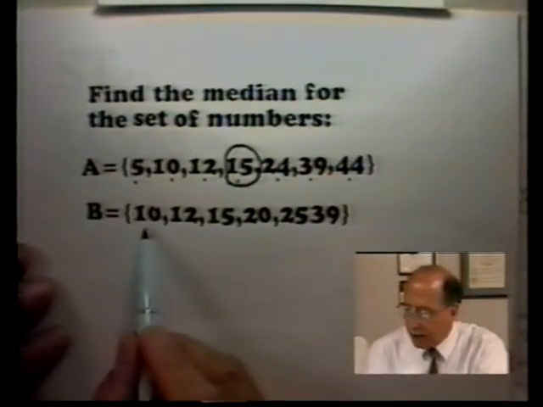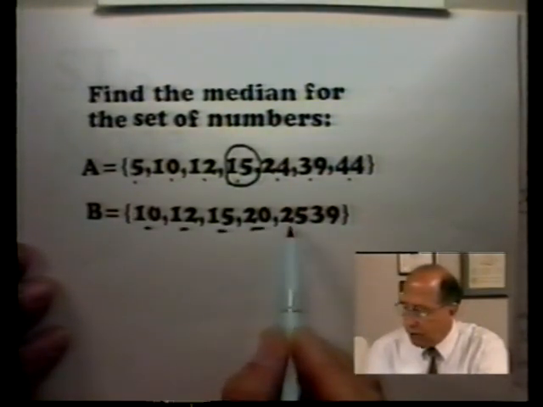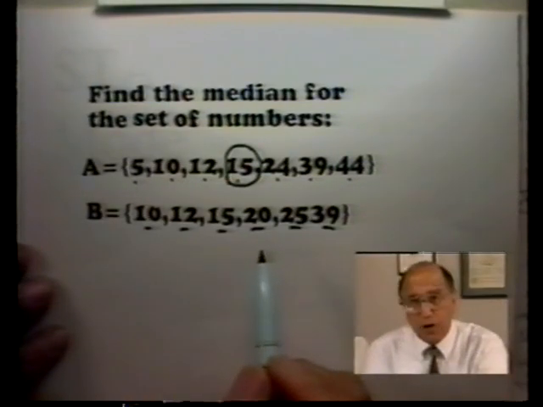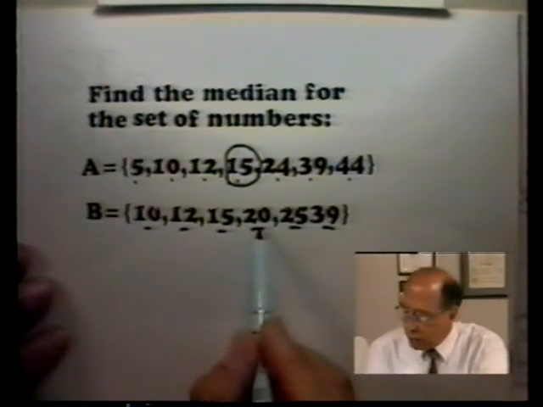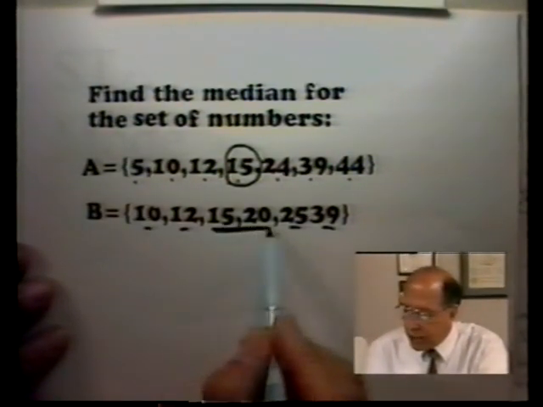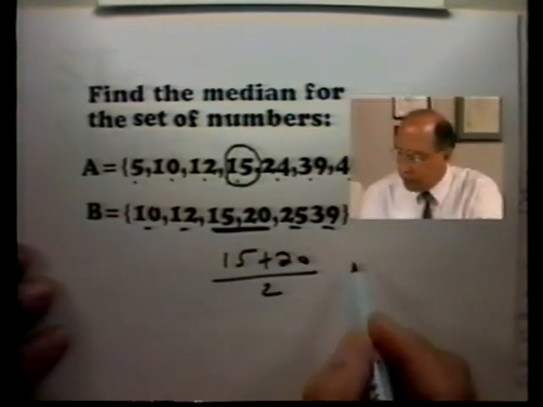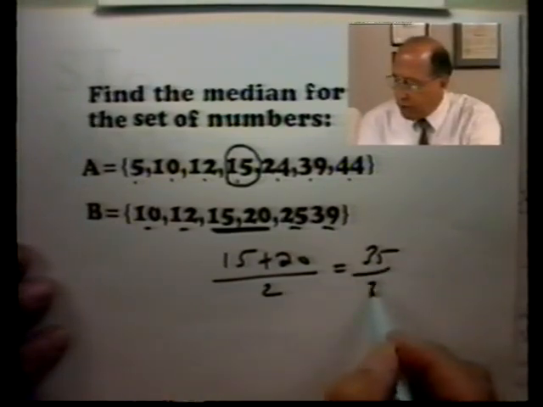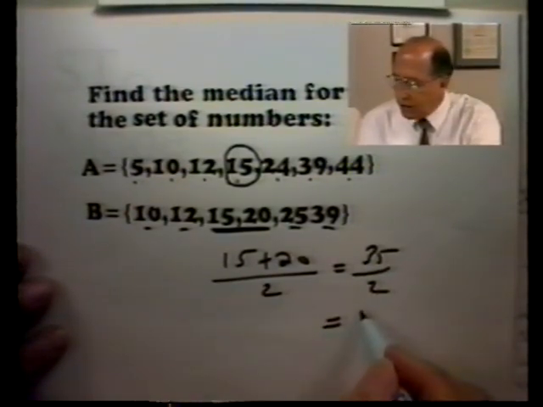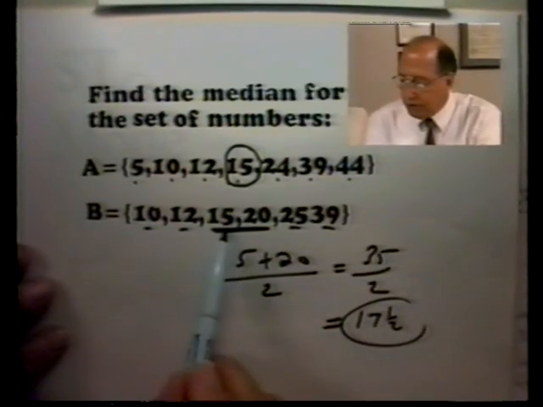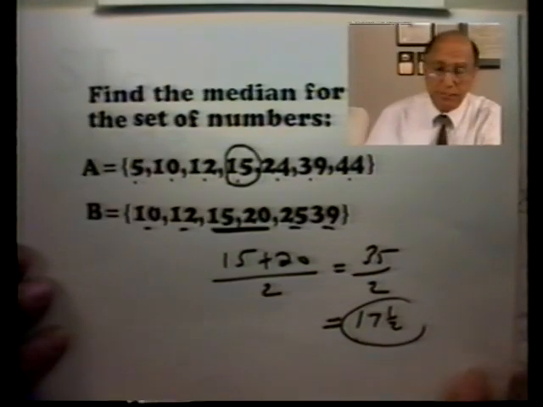Well, how about in this one? 1, 2, 3, 4, 5, 6 of them. It doesn't have a middle. What do we do? We add the middle 2 right here, which is 15 plus 20. Divide that by 2. So the answer is 35 over 2, and that is 17 and a half. So the median for this set of data is 17 and a half.